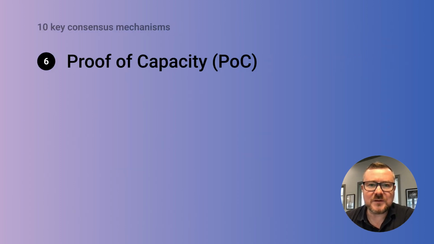Proof of Capacity, POC, also called Proof of Space, POSpace. This mechanism determines mining rights based on a participant's available storage space. The more disk space a miner allocates, the better their chances of matching the required hash and earning rewards. POC offers a more eco-friendly alternative to POW by reducing energy consumption.